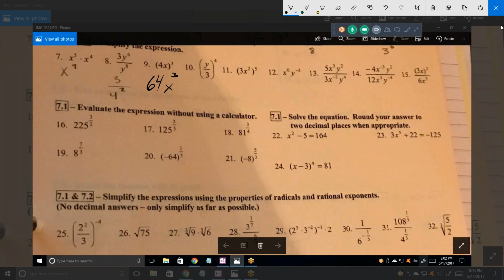Right. Hopefully not. So number 10. Okay, so would this one be 3 over y to the fourth? No. Again, everything in the parentheses has to be a multiplier, yes. So here's what it is.